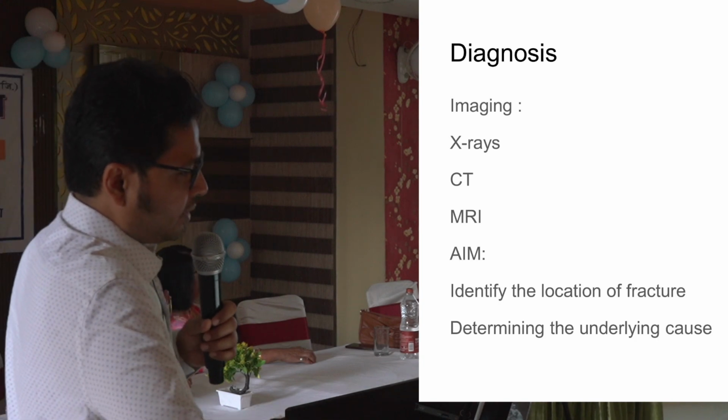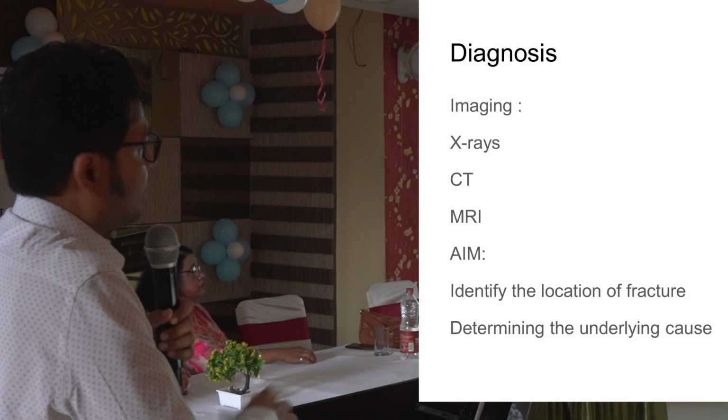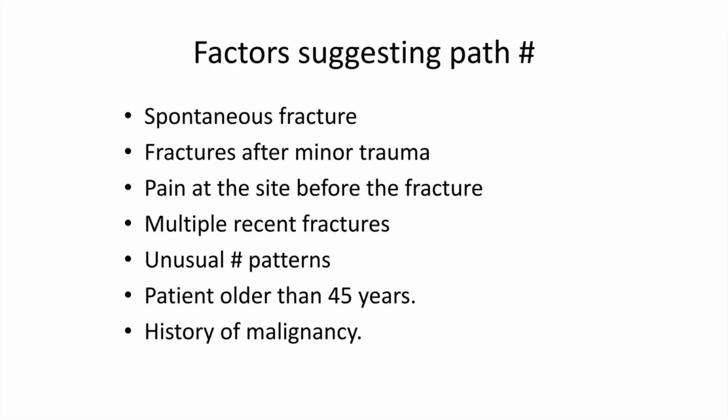Fractures suggesting pathology: whenever there is a spontaneous fracture, even without trauma, or a fracture after minor trauma, or pain at the site before the fracture. The patient says that before the fracture he or she had pain. Multiple recent fractures on the same or other limbs also. Unusual fracture pattern: usually a fracture is either straight or oblique, but when the look of the fracture is very unusual, then we should suspect this. And if the patient is older than 45 years, and whenever there is a history of malignancy, we should suspect a pathological fracture.